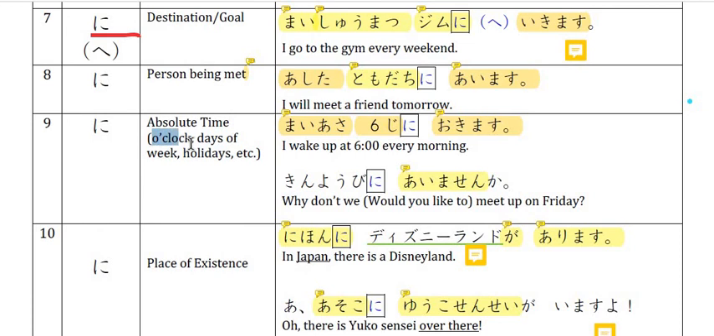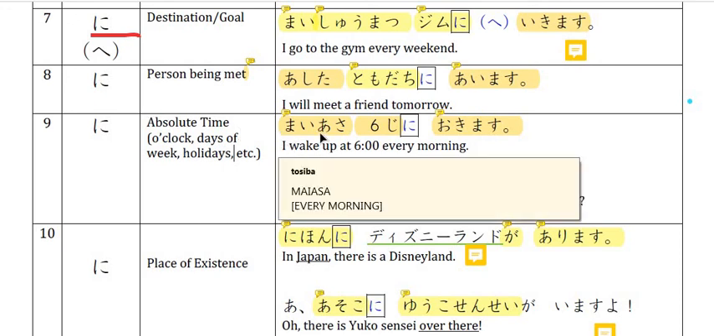For example, if you want to mark some o'clock, some day of the week, or some holiday, you are going to mark that day or that o'clock or that time or that holiday with the particle ni. So the example is: I wake up at 6 every morning.